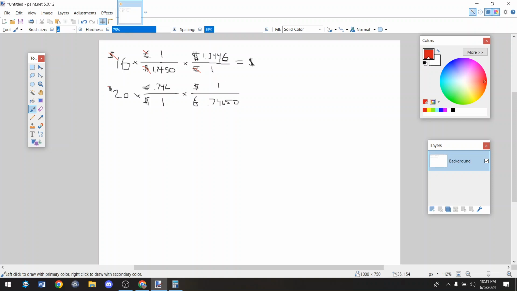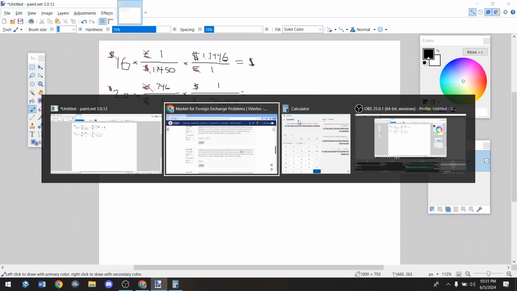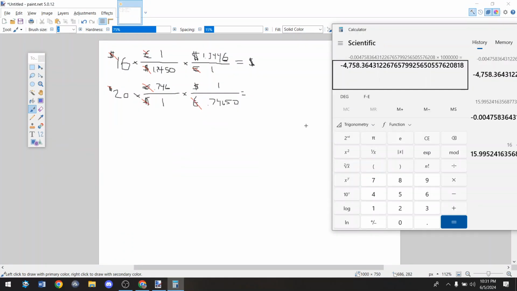Right, but we still have dollars cancel with dollars, euros cancel with euros. We're back to dollars. And so we'll do our calculator again. So 20 times 0.746 divided by 0.7465.